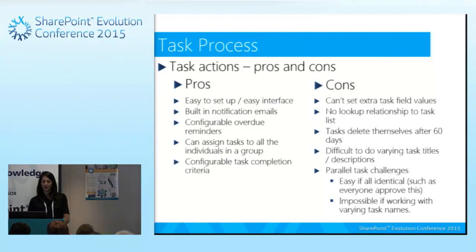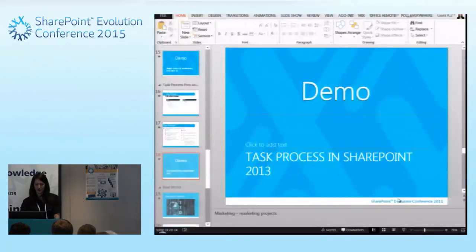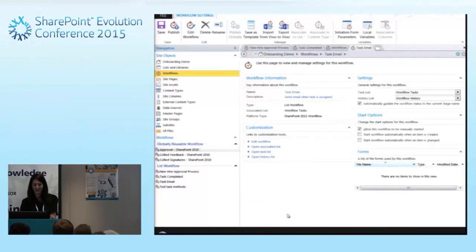Parallel tasks are extremely challenging, just in general. So when you have a very simple serial process that's just this happens, this happens, this happens, these are fine. When you get anything more complicated, it's very difficult. So I'll demo this now that I've given the caveats.